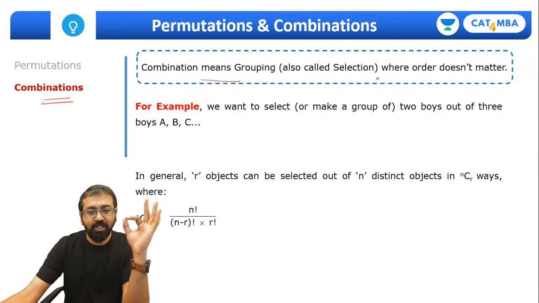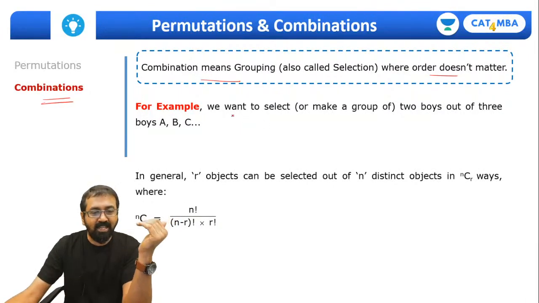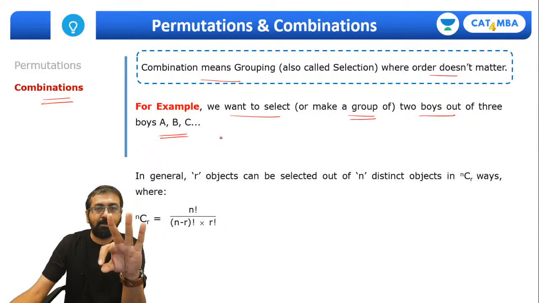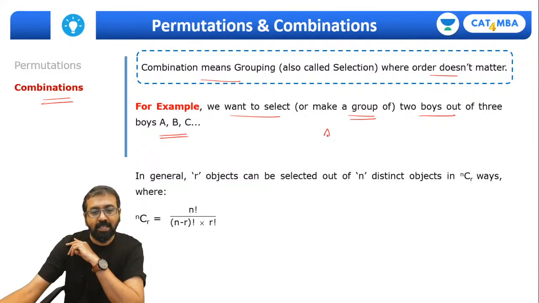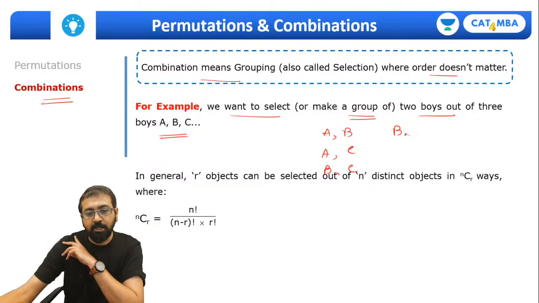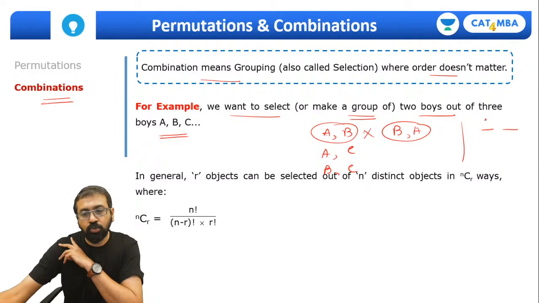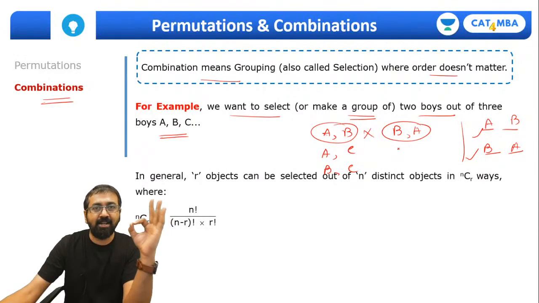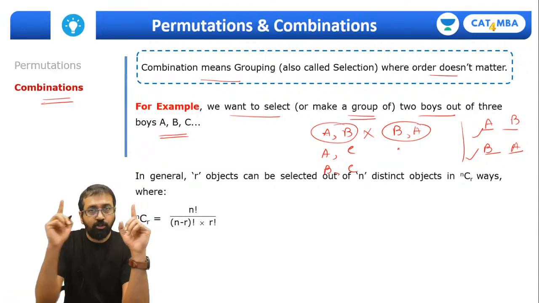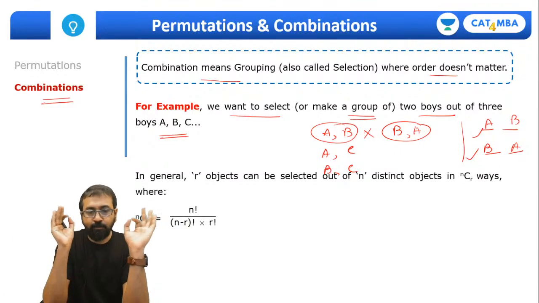So combination, we understood, is grouping where order doesn't matter. Once again, if you want to select or make a group of 2 boys out of 3 boys, suppose there are 3 people and I want to make a committee of 2 boys, I can make only these committees: AB, AC and BC. Now, if I make a committee of B and A, will it be different than this one? No, they are one and the same. But if they are sitting on 2 chairs, AB and then BA, these are 2 different arrangements. So I'm sure you are now pretty clear about arrangement and combination, that is permutation and combination. Are you all clear? Show me a thumbs up quickly if you are clear about this.